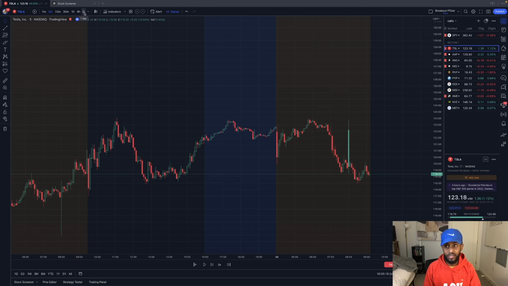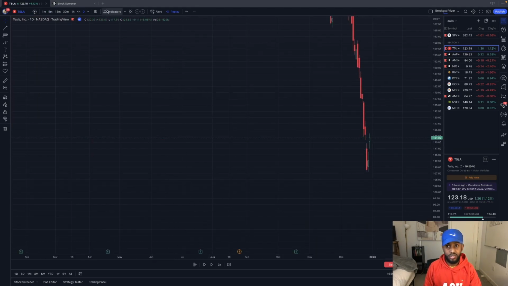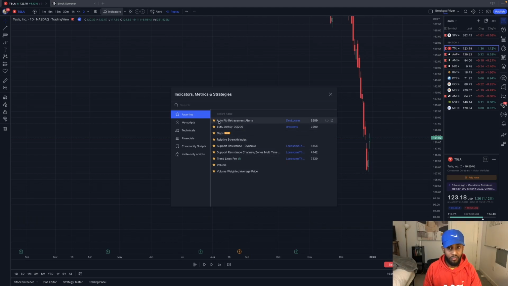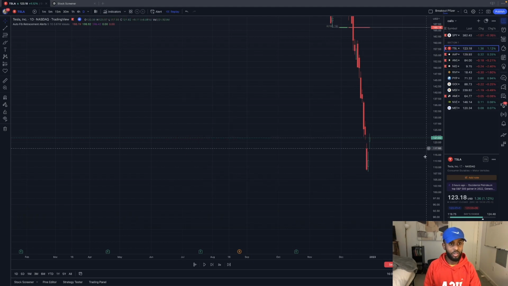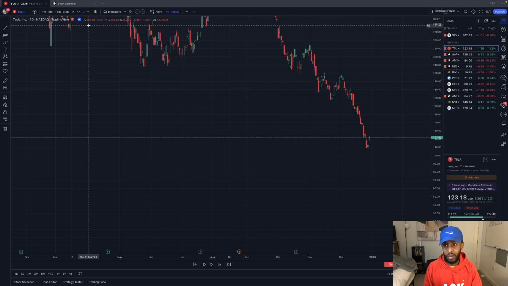So I jump onto the daily chart first. And the first thing that I use to find key levels is my fib levels. So auto fib retracement. These find some key levels for us. And when we click this, we can see that the closest one is all the way up here at $166. So this isn't really helpful.